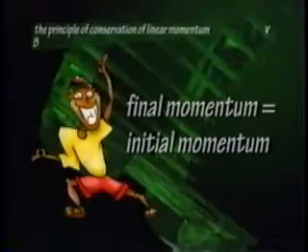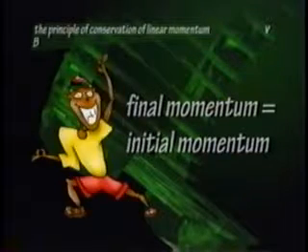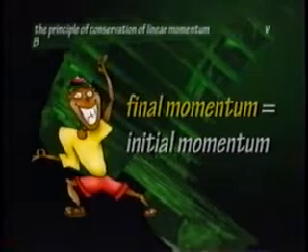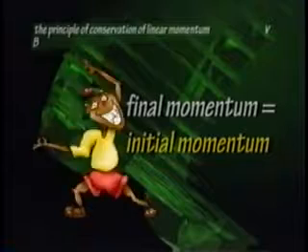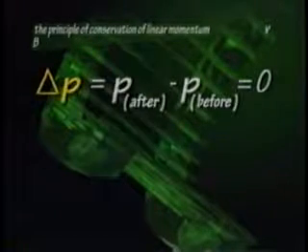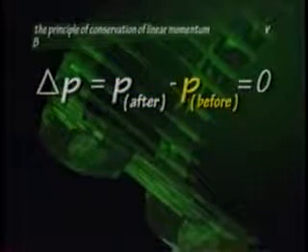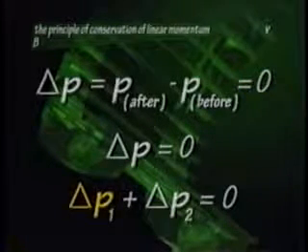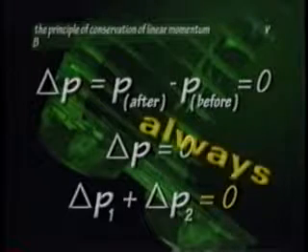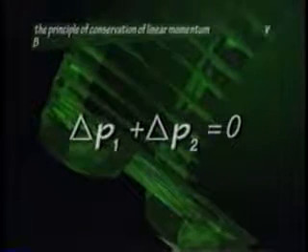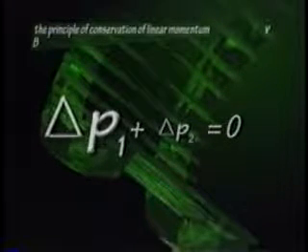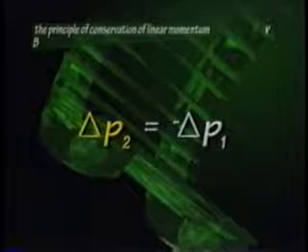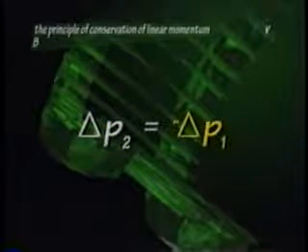Okay, so we saw that the principle of conservation of linear momentum says that the final linear momentum equals the initial linear momentum, or delta p equals p after minus p before equals 0. If delta p equals 0, then delta p1 plus delta p2 also must always equal 0. And if the linear momentum of particle 1 increases, then the linear momentum of particle 2 must decrease by exactly the same amount. That is, delta p2 equals negative delta p1.